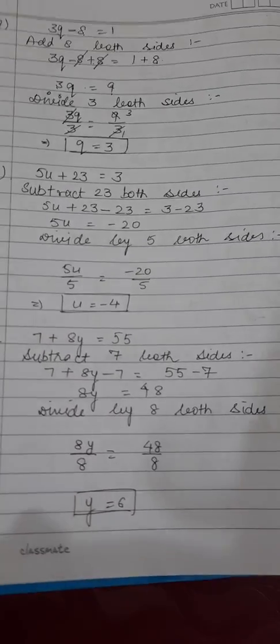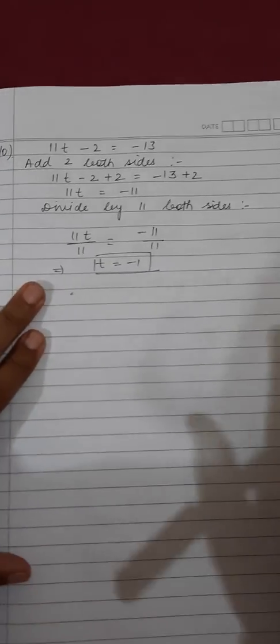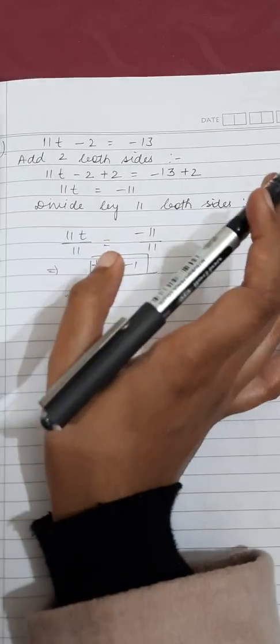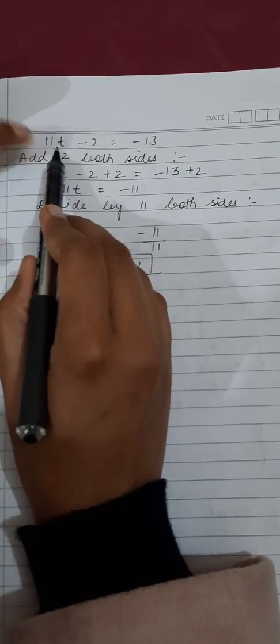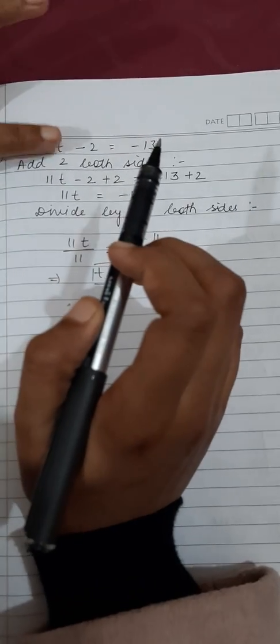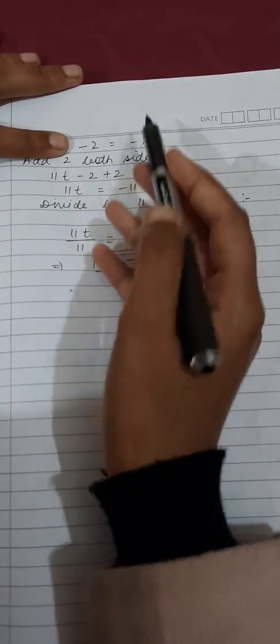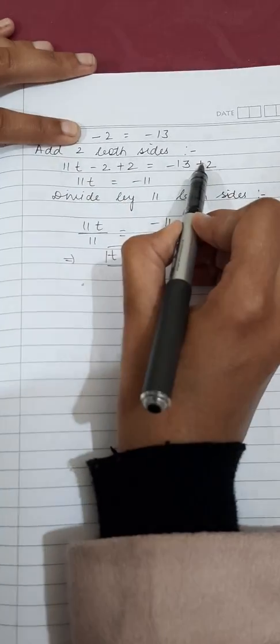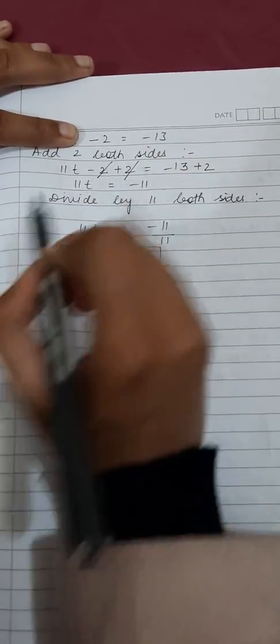Now let us do question number 10. Question number 10 is 11t minus 2 is equal to minus 13. Now in this, the same concept is there. 11t is there. You have to find the value of this t. So before this, just leave this, and minus 2 is there. To remove this minus 2, add plus 2. Do plus 2 both sides. So minus 2 plus 2 will be cancelled.